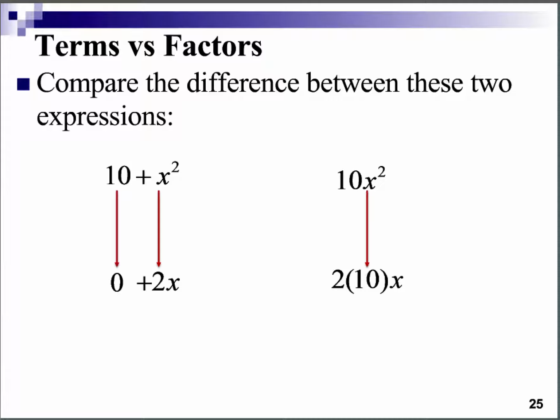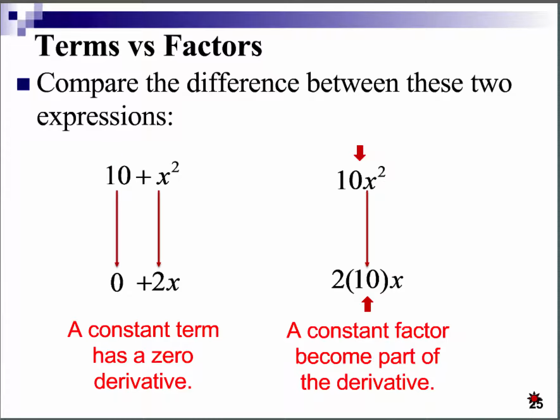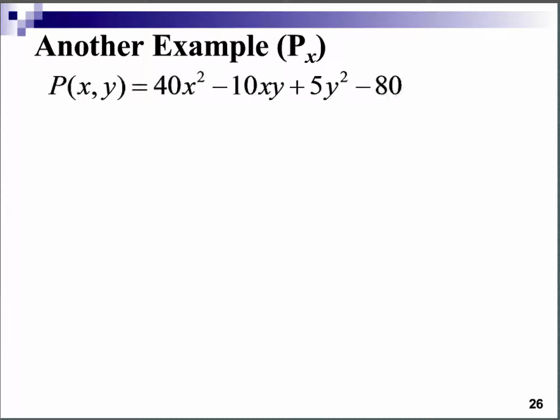So the number 10 here is different depending on whether it's a term, like on the left, or a factor on the right. It's different in terms of the effect that it has on the derivative and the outcome. So keep in mind, a constant term has a 0 derivative, but a constant factor will become part of the derivative. So let's take a look at our next example.